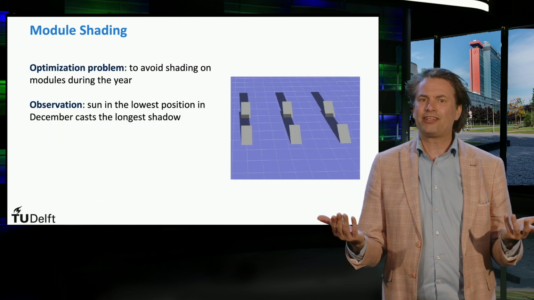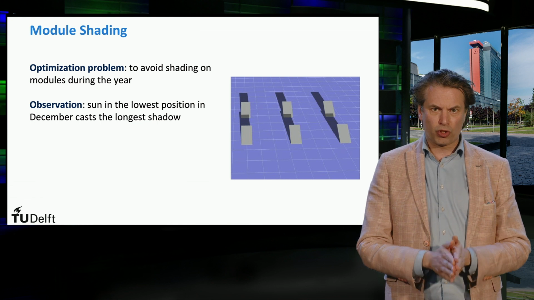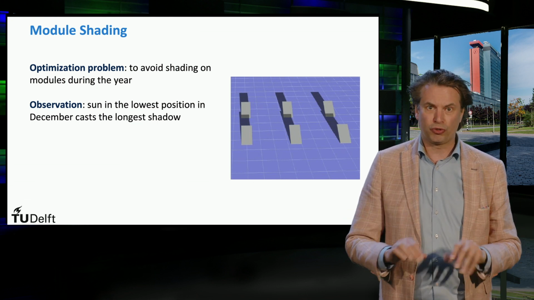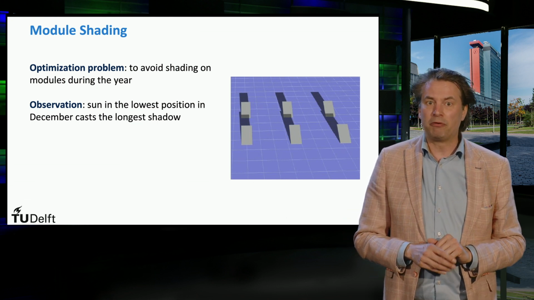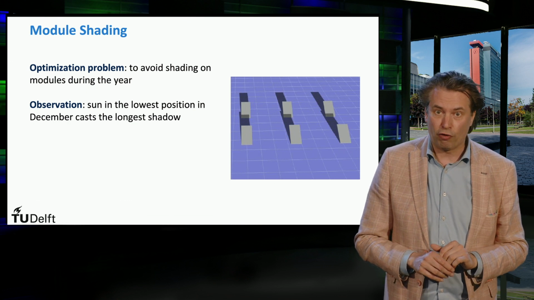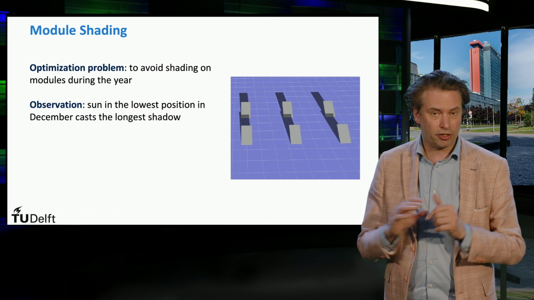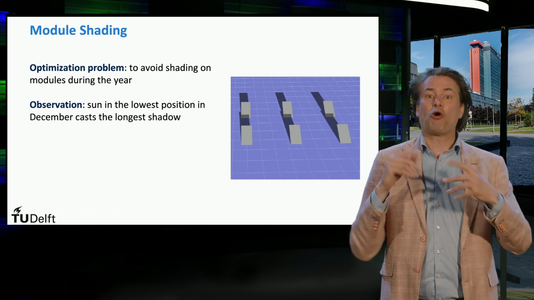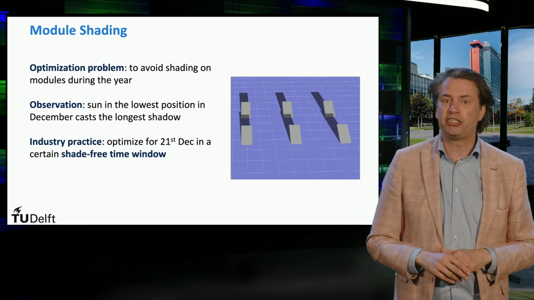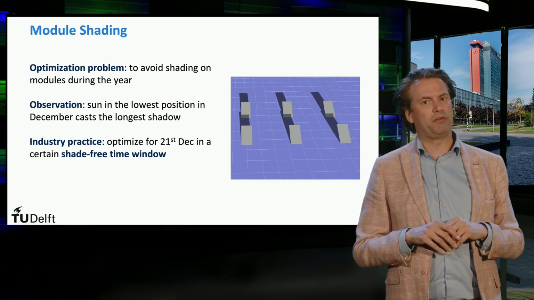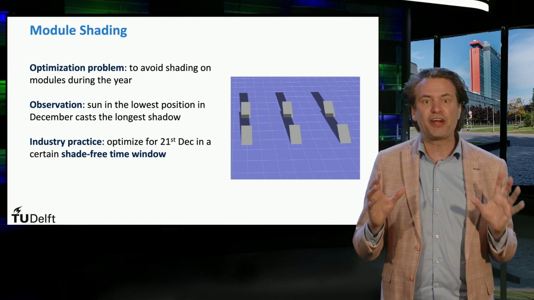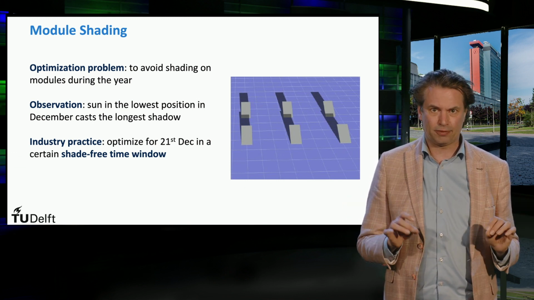Since the length of the shadow is the longest when the sun is the lowest on the horizon, reaching its minimum on the 21st of December in the northern hemisphere or June 21st in the southern hemisphere, it is common practice for installation companies to design and optimize the PV system for a shade-free time window on this date.